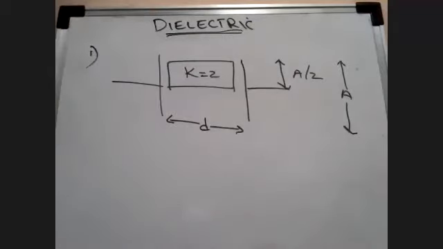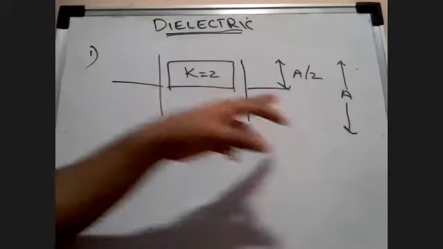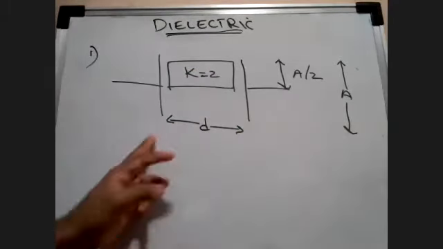Did you all understand the question? There's a capacitor with a dielectric which is taking half of that capacitor space. Okay, area is A by 2 and distance between the two plates is D.